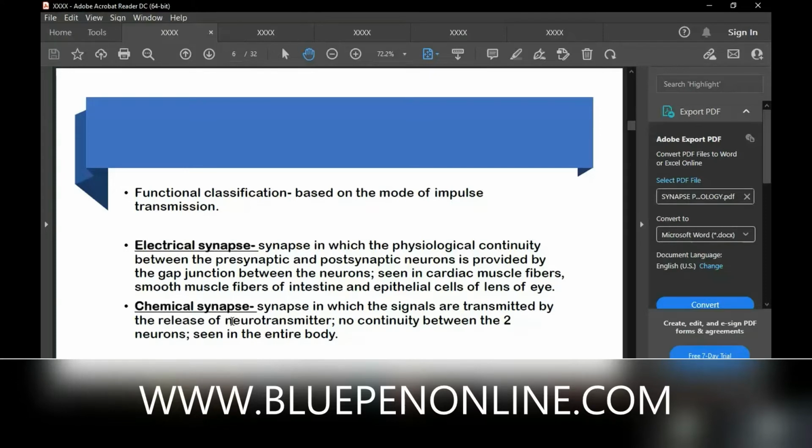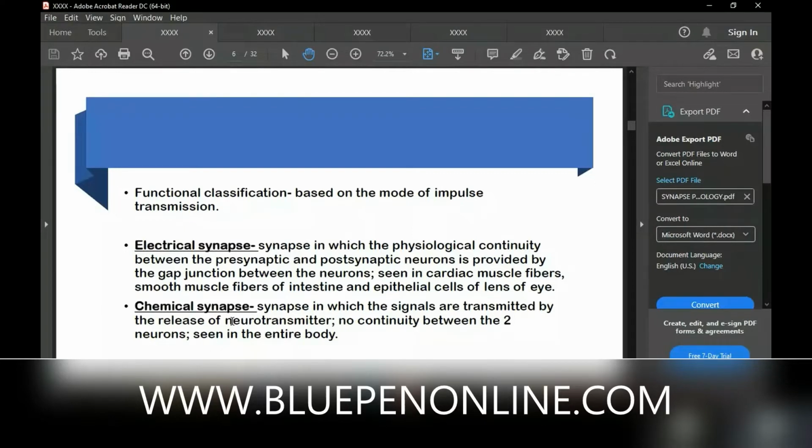That is chemical synapse. And the other one is electrical synapse. Electrical synapse means there is a physical continuity between the presynaptic and postsynaptic neuron. And the best example for this, we can simply think about, is the intercalated disc seen in between the cardiac muscles.